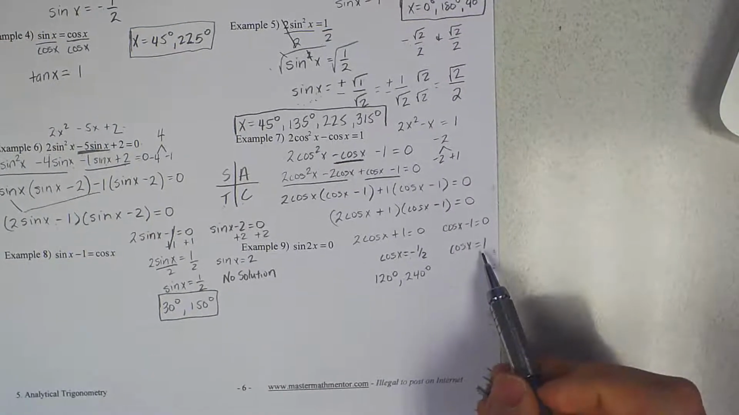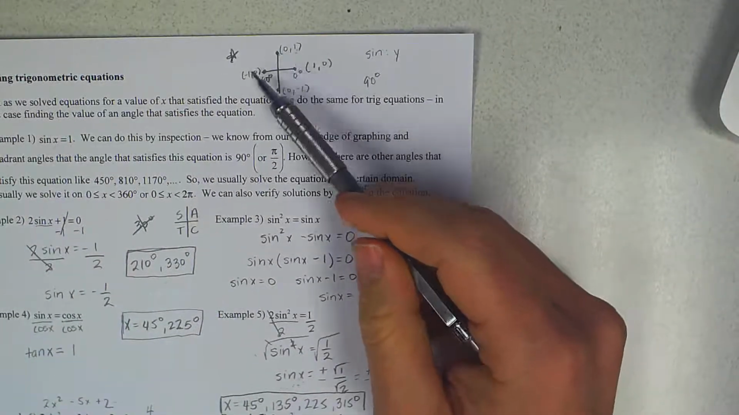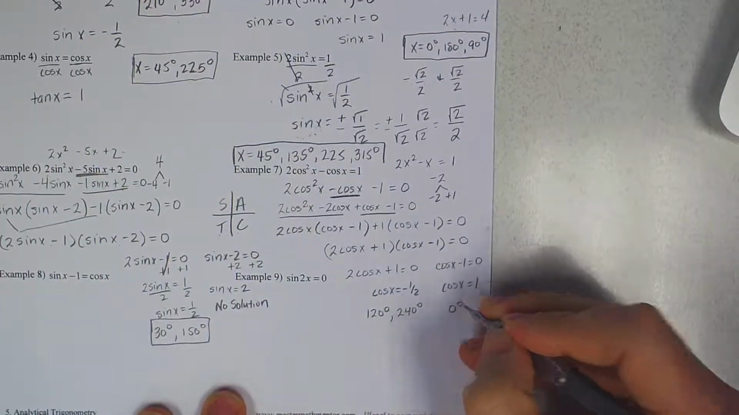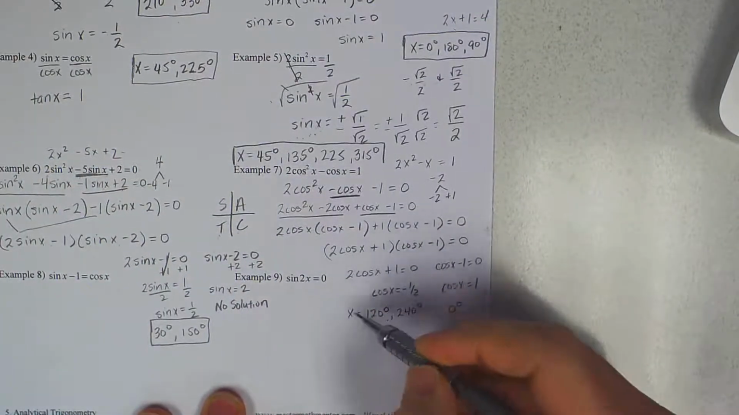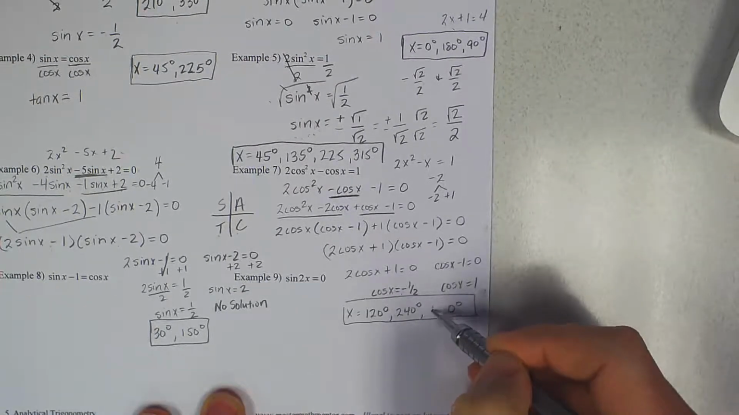And where is cosine x equal to 1? Again, going back to this right here, guys. Where is the x-coordinate 1 at? And it would be 0. So x can be any of these things right here, and it's going to satisfy the equation.